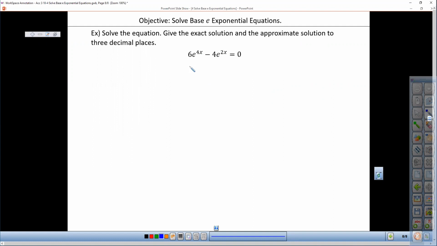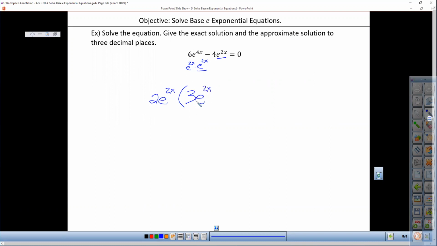So e to the 4x, we have to recognize, would be e to the 2x times e to the 2x. And so there's actually an e to the 2x in common with that part. And 6 and 4 have a common factor of 2. And so it's actually 2e to the 2x power that is our GCF. So 6 divided by 2 is 3. So we have 3 times e to the 2x as the first part.